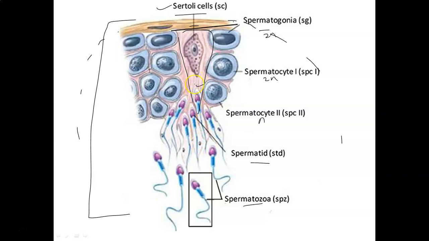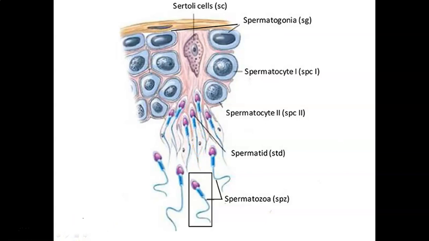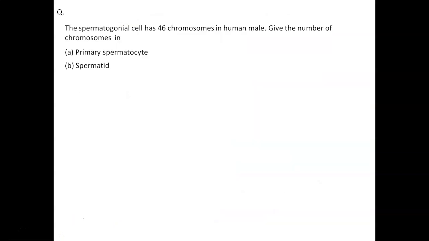Their head is embedded inside that Sertoli cell so that they can get the nutrition. Okay, so that's all for spermatogenesis. The spermatogonial cell has 46 chromosomes in human male. Give the number of chromosomes in primary spermatocyte and spermatid. One by one we will take. Spermatogonia 2n. Human chromosomes 46, 23 pairs, 2n.